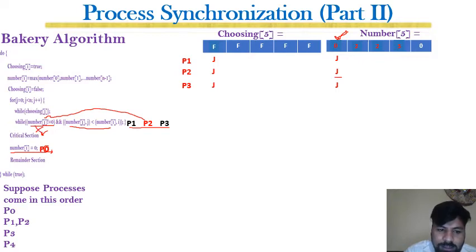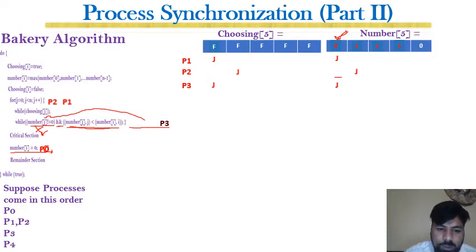Once this part becomes false, then no matter whether the other part is true or false, we don't care about that, because there is an AND operation between the two conditions. So p2 will move ahead and recycle through the loop, and also increase its pointer of choosing and pointer of number, right? And at this point, for example, p1 also realizes that the condition no longer holds, because number at j is no longer not equal to 0, so this condition also becomes false for p1, and p1 also moves ahead.